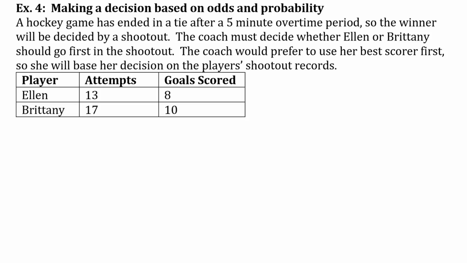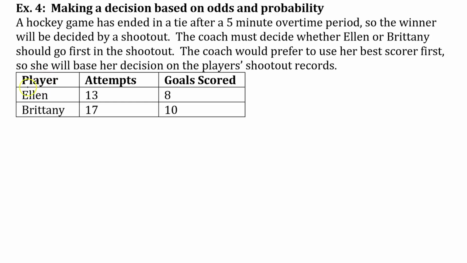Example number 4, making a decision based on odds and probability. A hockey game has ended in a tie after a 5-minute overtime period, so the winner will be decided by a shootout. The coach must decide whether Ellen or Brittany should go first in the shootout. The coach would prefer to use her best scorer first, so she will base her decision on the players' shootout records.